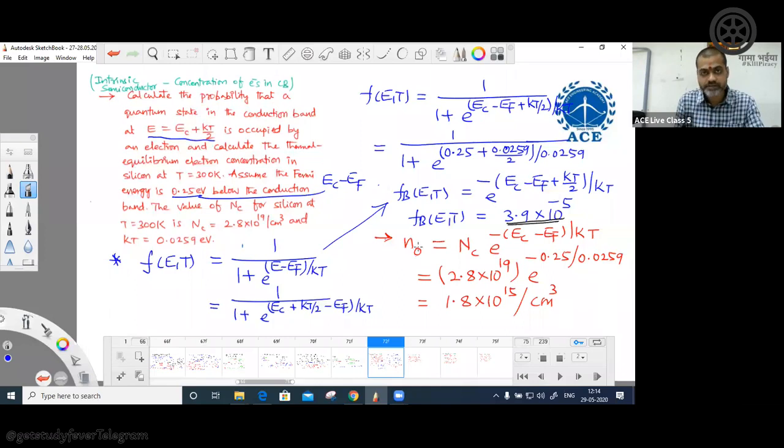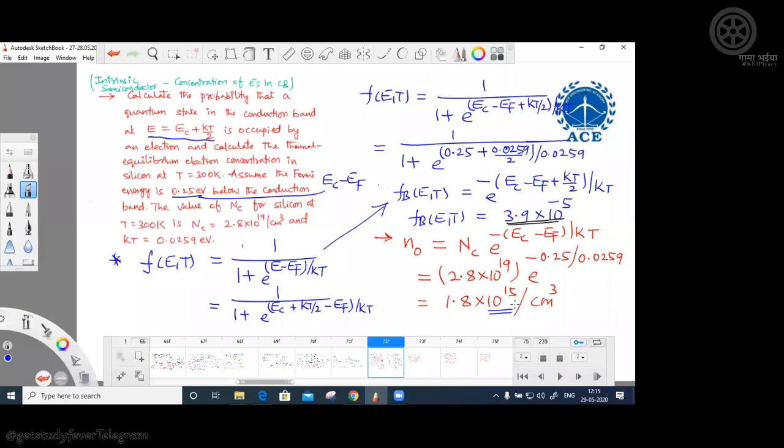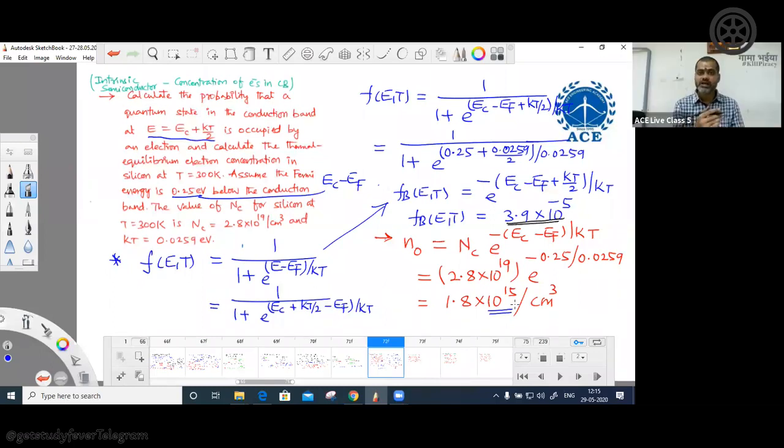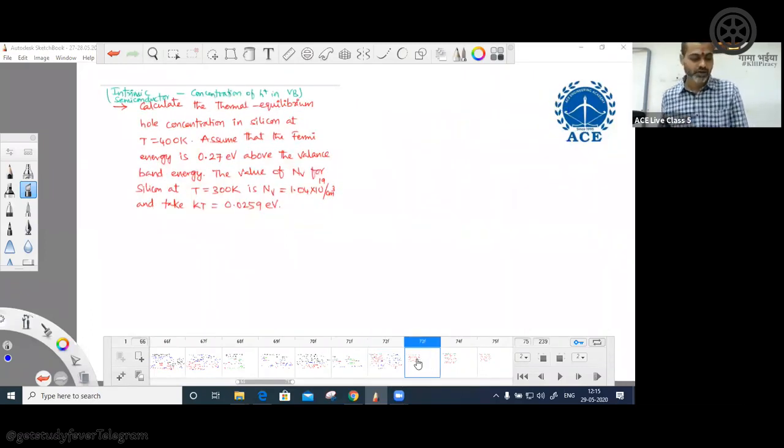the concentration of the electrons, you can see, is of the order of 10 power 15 per centimeter cube. So what you can understand here is, because there are a large number of available states present in the conduction band, even though the probability is very less, you can find a large number of electrons in the conduction band. Compared to the number of available states in the conduction band, this value is going to be less. What is that value? 10 power 15 is going to be less. In that way you must understand. Okay, hope I am clear. Now let us go to the next one.